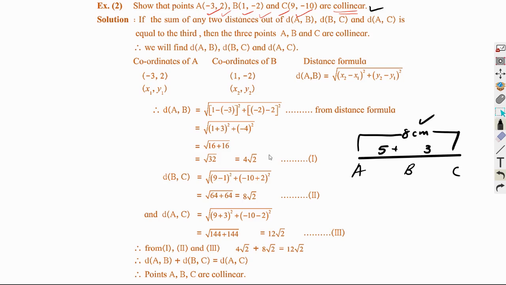If AB is given as 4 root 2 after substituting in the formula, BC is given as 8 root 2, and when we do AC, we get 12 root 2. That means 8 root 2 plus 4 root 2 is equal to 12 root 2. That means these 3 points are collinear. So this is the technique used. You should remember how this kind of thing can be used for finding out whether the points are collinear or not.